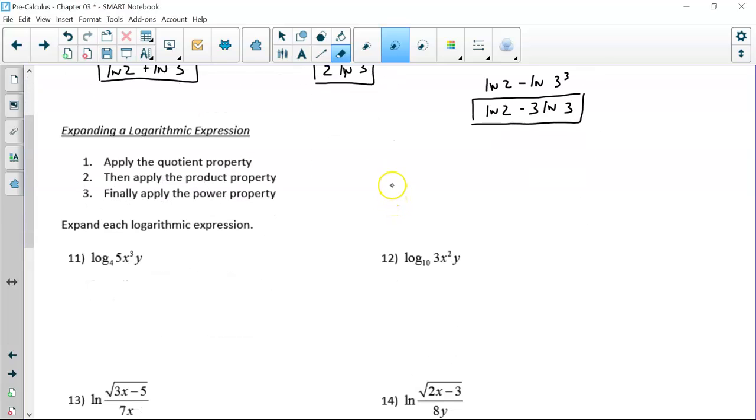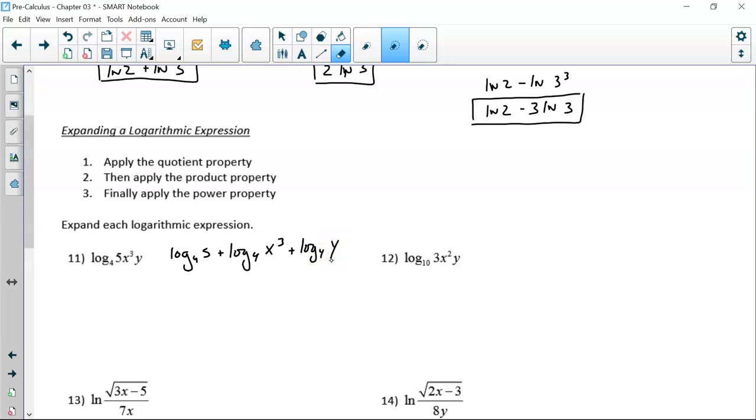And when we expand, we always go quotient, product, and power in that order. So we want to look for number 11. I don't see any division, so the quotient property is unnecessary. Then we use the product property. Each of these factors gets their own log. The log base 4 of 5 plus the log base 4 of x cubed plus the log base 4 of y.